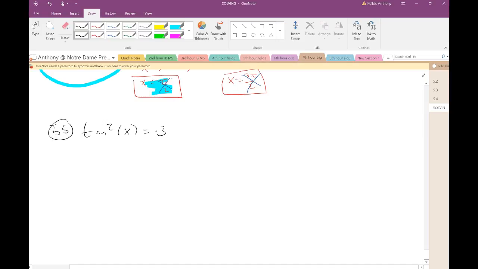Okay, so here I have tangent squared x equals 3. Now, do I need this thing to equal 0 here? To start with? I would say no. And the reason is because there's only just one kind of trig function here, right? I just have tangent squared. There's no other trig functions anywhere here. So I can just solve this for tangent directly by square rooting both sides, right?